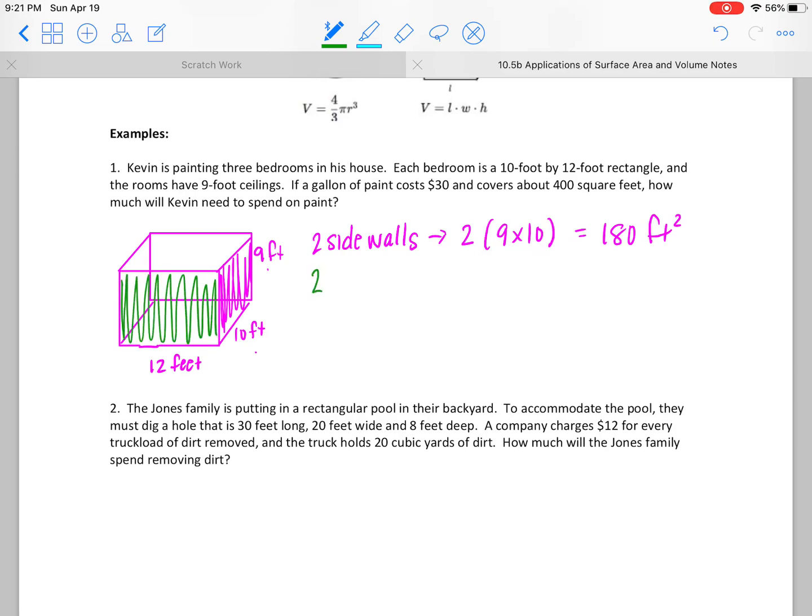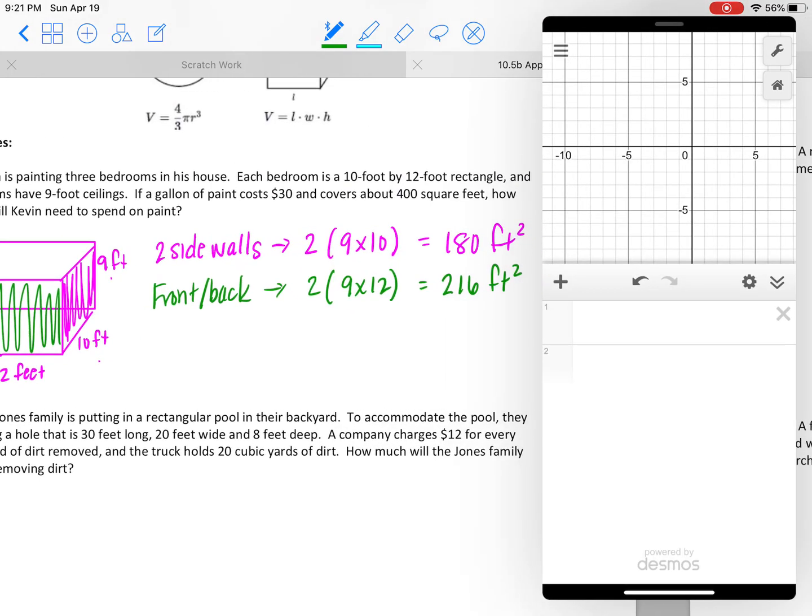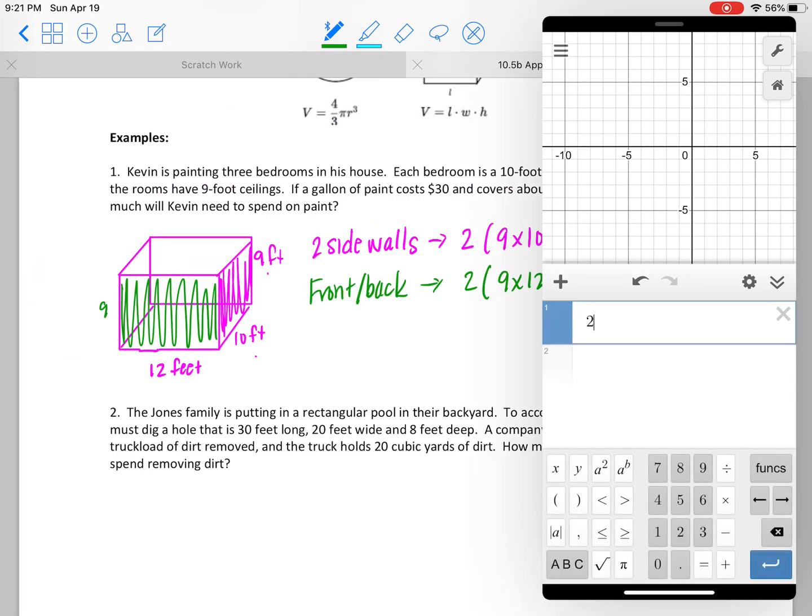And then we have the front and the back. Let's change colors. The front and the back, right? They're the same also. We have 2 of those. And these ones are 12 by 9. So 2 9 by 12, or 12 by 9. 9 times 12 is 108. And if we multiply that by 2, that's 216 square feet.